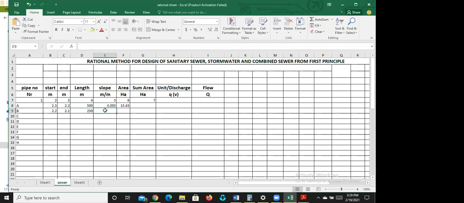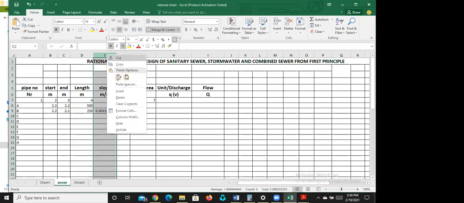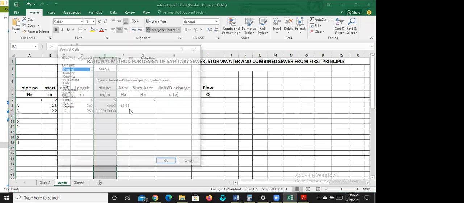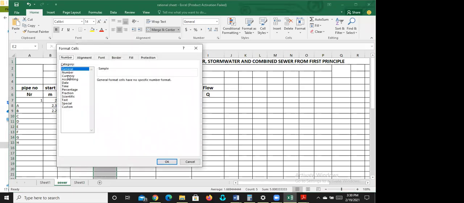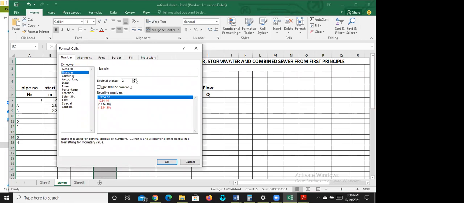And the slope is 1 over 300. So let me change this to two decimal places. I'll right click on it, highlight all of them, and choose Format Cells. I'll go to Numbers and set two decimal places.